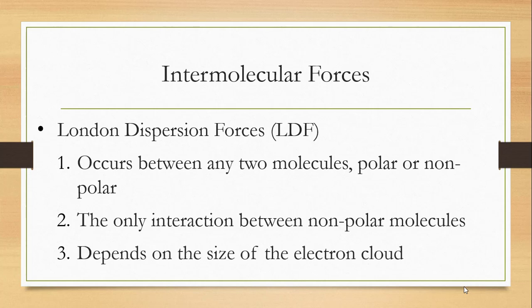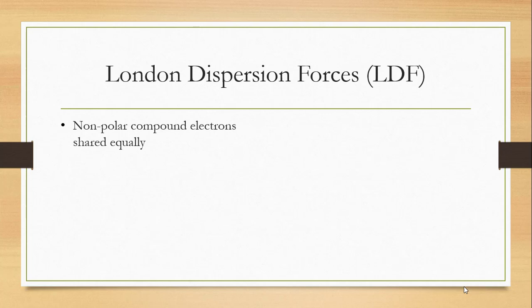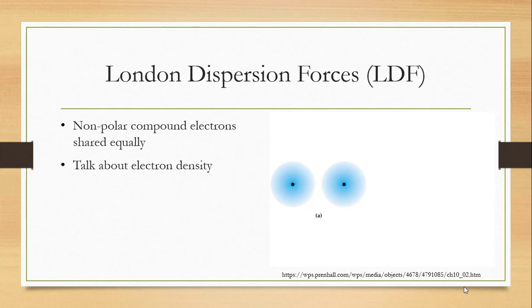And the size or the strength of the LDF depends totally on the size of the electron cloud. Now, in nonpolar compounds, electrons are shared equally. Here's an example of two compounds with the electron clouds around them. And we talk about electron density, and in this example, both of these compounds seem to have the same density. But that density is an average. Sometimes the electron may spend more time on one side of the cloud than the other, and so the density is not going to be uniform amongst all molecules.